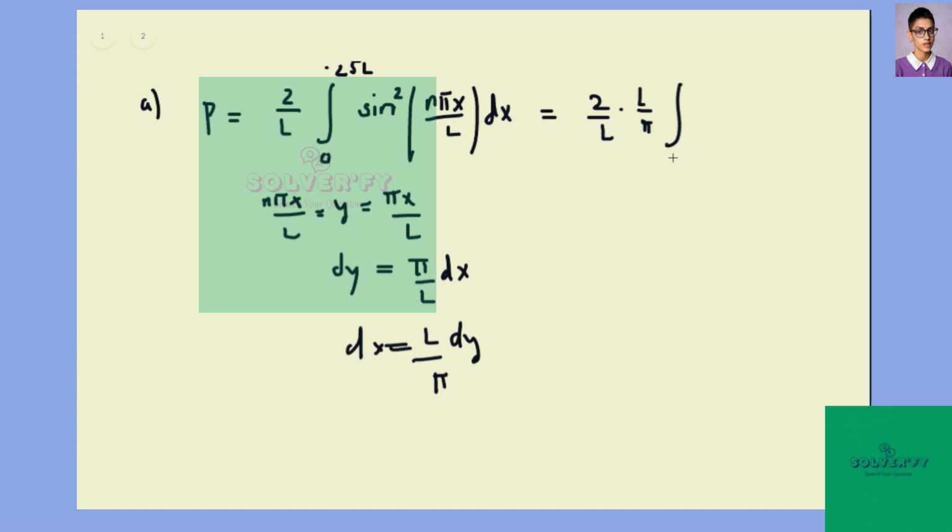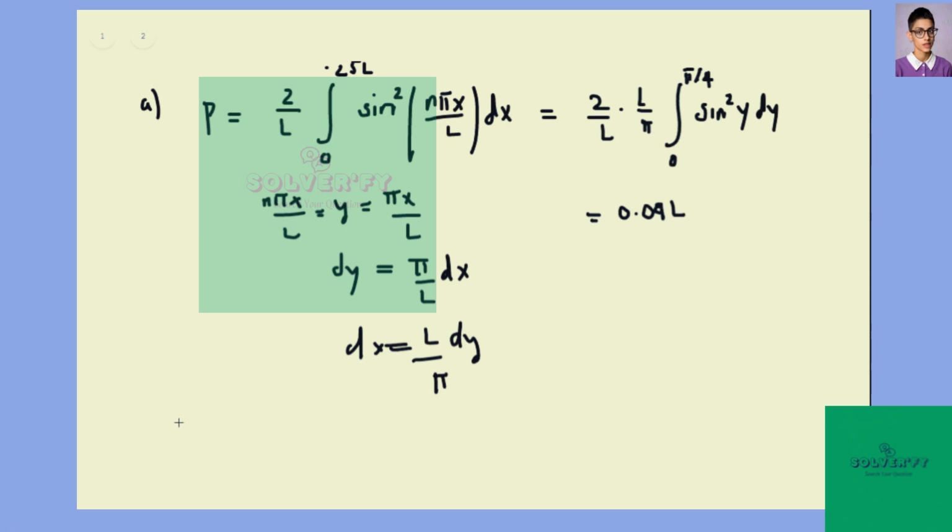Integrate from 0, because if I substitute x equal to 0, y is also 0. But if I substitute x equal to 0.25 L, which is L over 4, I get y equal to pi over 4. And inside I get sine square y dy. Now we can integrate this, and then the value that we get is 0.09, where the value is defined by L.